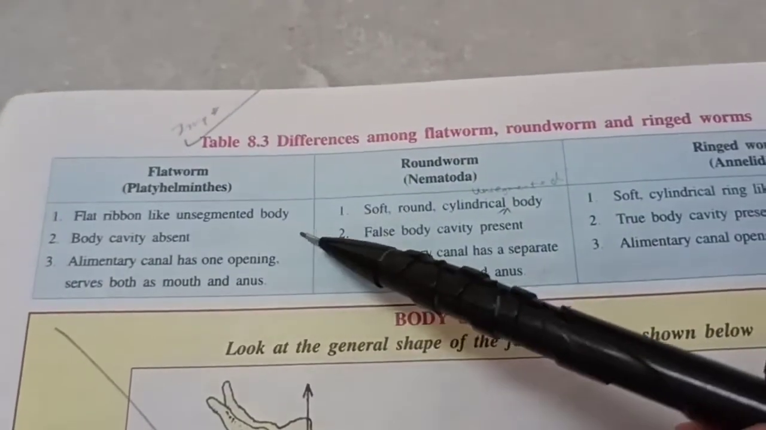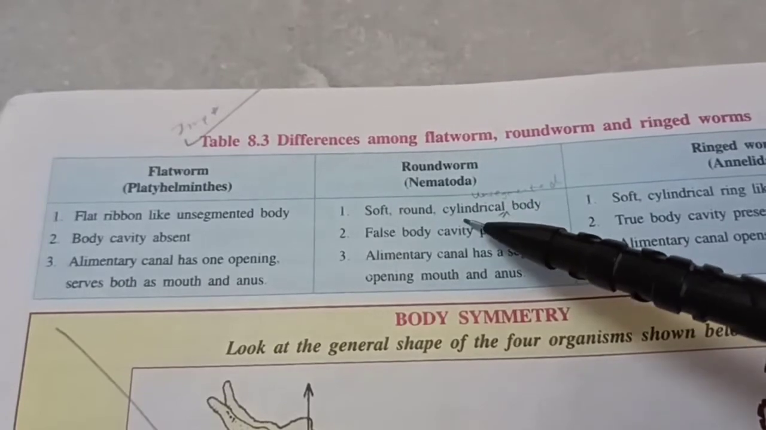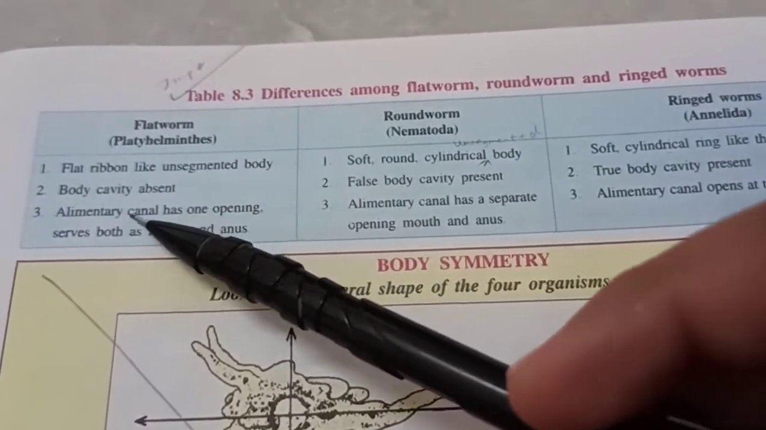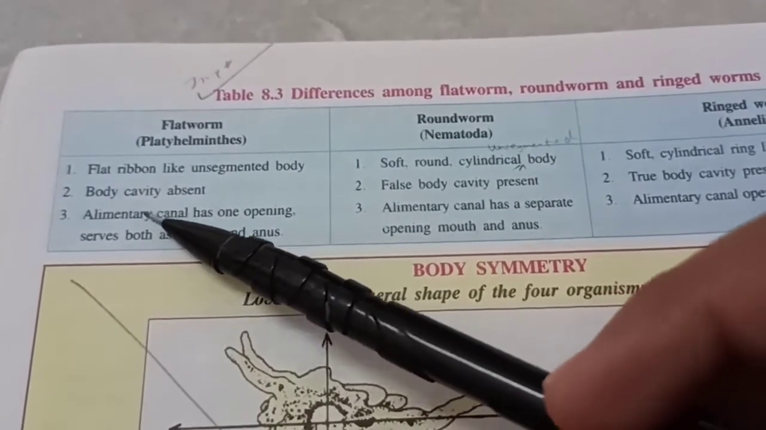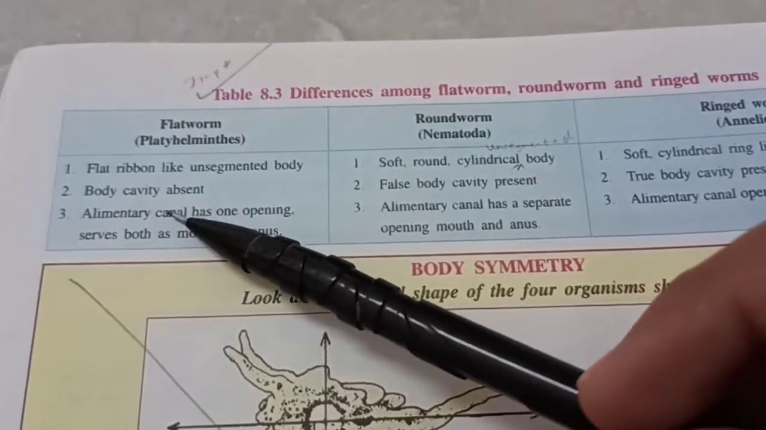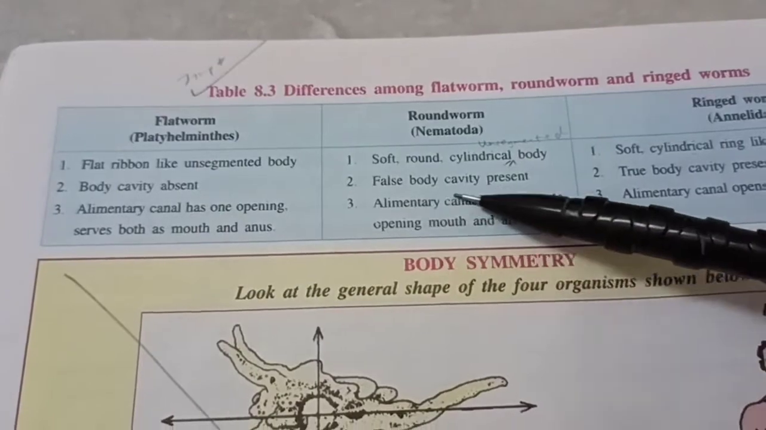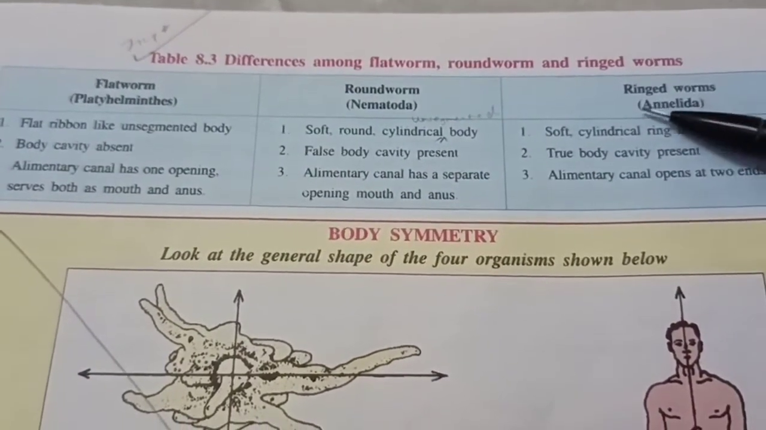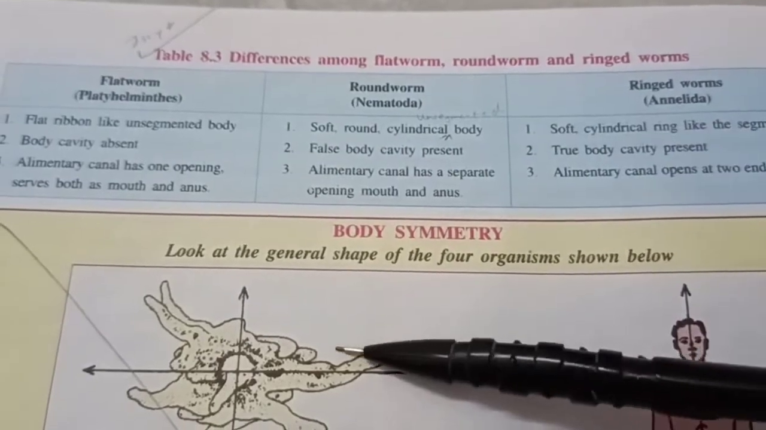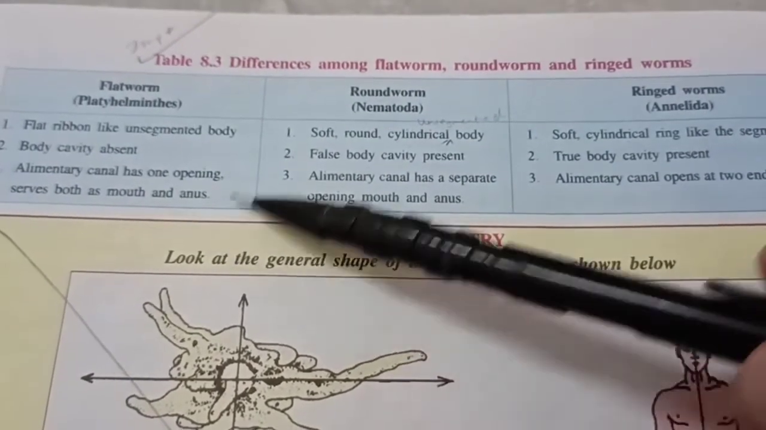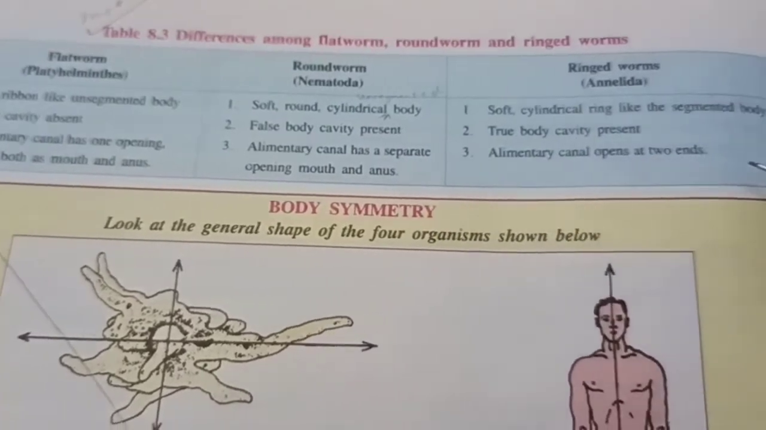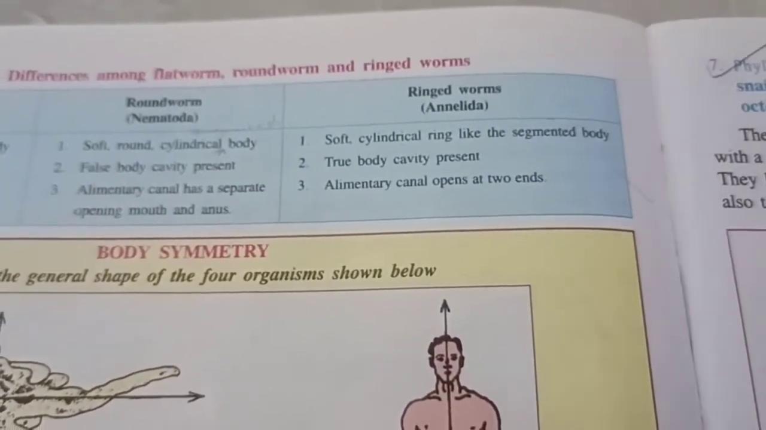There's a table to understand the difference between them. Unsegmented and cylindrical and segmented. Body cavity is absent. Cavity means the hollow space inside a body. We have an alimentary canal. That's a cavity, right? Here a false body cavity is present, means not fully developed. And here we have true body cavity, means this is the most developed out of the three phyla. It has only one mouth and anus, the same one. This has a separate mouth and anus. And this too also has separate mouth and anus.